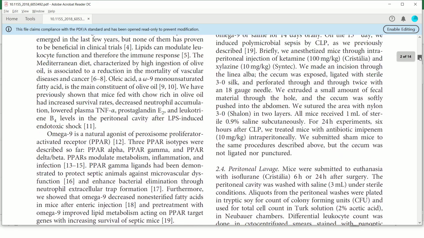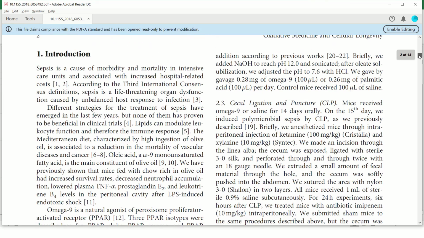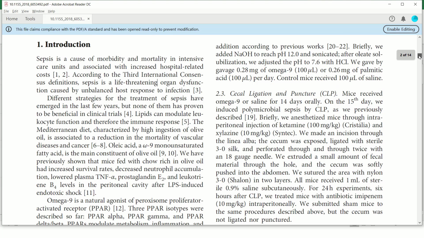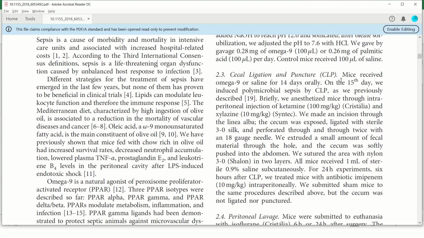And they describe how they prepared it and all of that. Okay. Now they received the cecal puncture on the 15th day. They induced polymicrobial sepsis by cecal ligation and puncture. Okay, they describe how they did that.